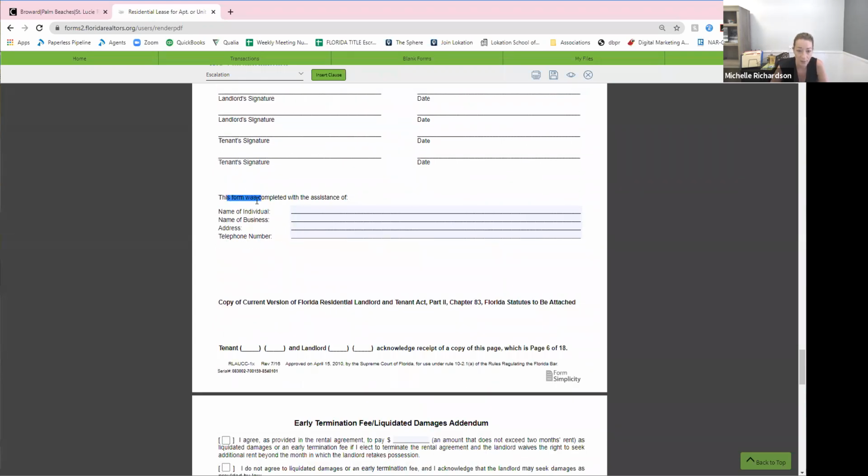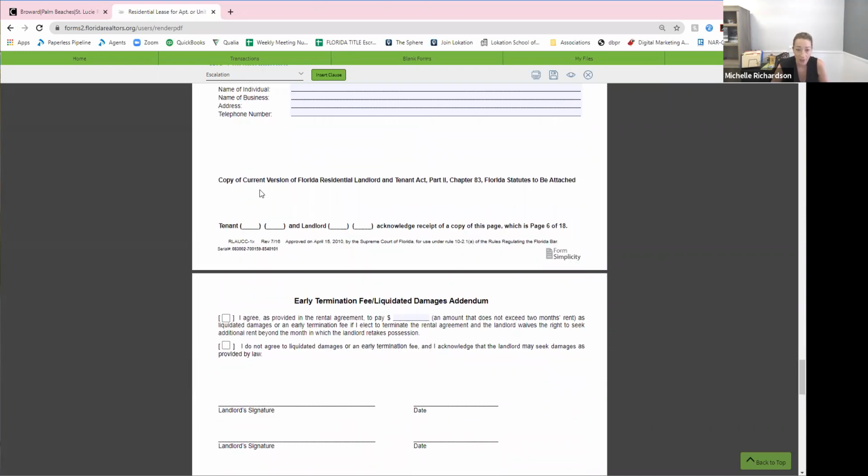This section where it says this form was completed with the assistance of is only for somebody that is an interpreter, a lawyer, or somebody that has interpreted this lease for them, as real estate agents cannot. So realtors will not put their information right here. You are not interpreting this lease. You are not providing any legal information or anything like that. So you guys do not put your information in there. It's only for interpreters or lawyers.